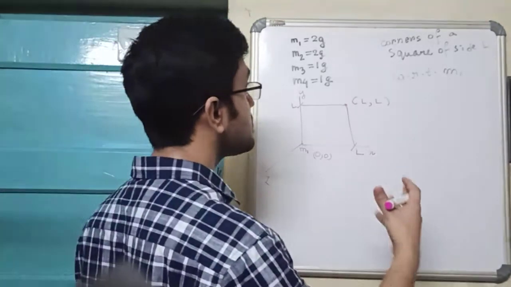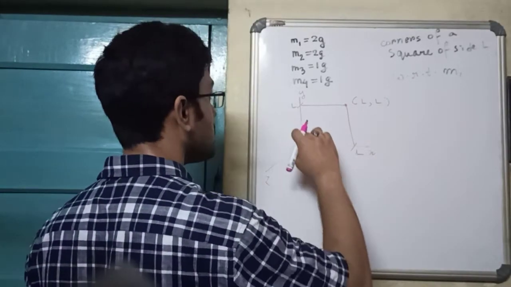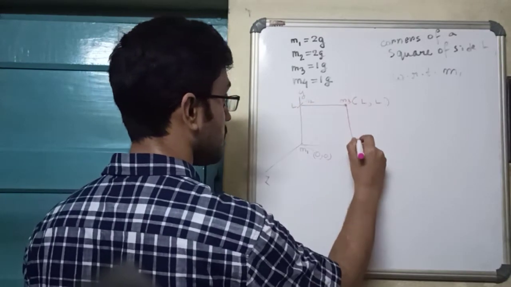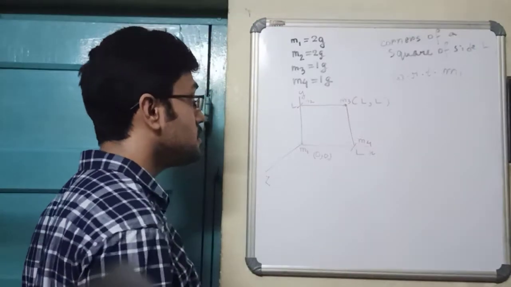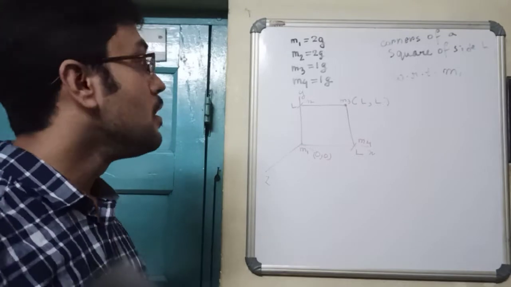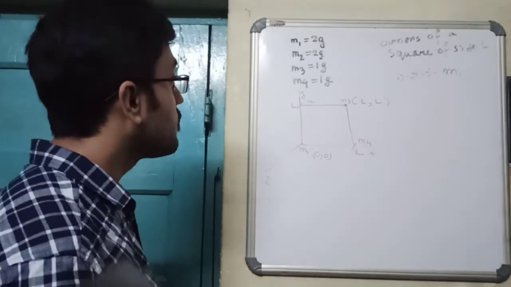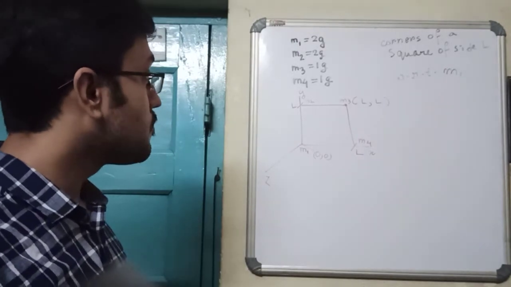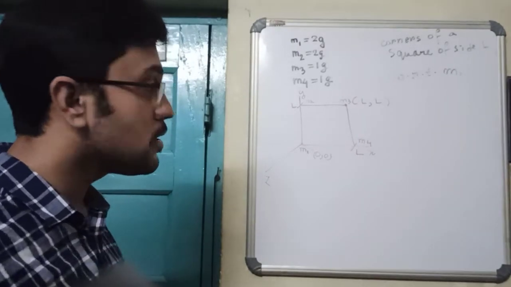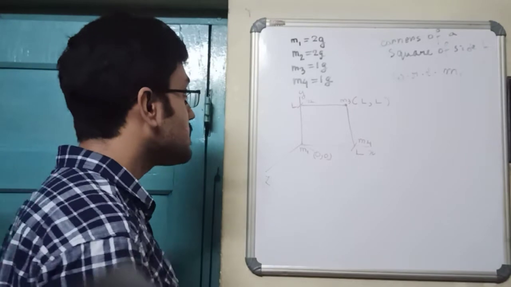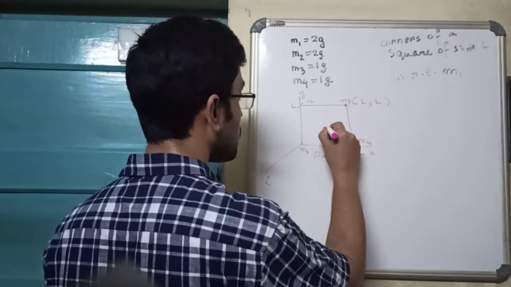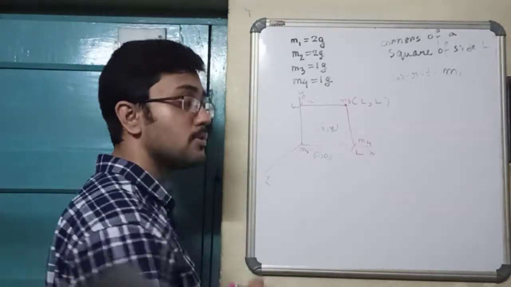It is not said who is situated where, so I just move in a cyclic manner. Say m2 is here, m3 is here, and m4 is here. These are the four masses situated at the corners of the square. So we have to find out the center of mass with respect to m1. That means we basically need to find out the x and y coordinate. Say the center of mass is somewhere here. It will have some x coordinate and some y coordinate. This is what we need to find out.